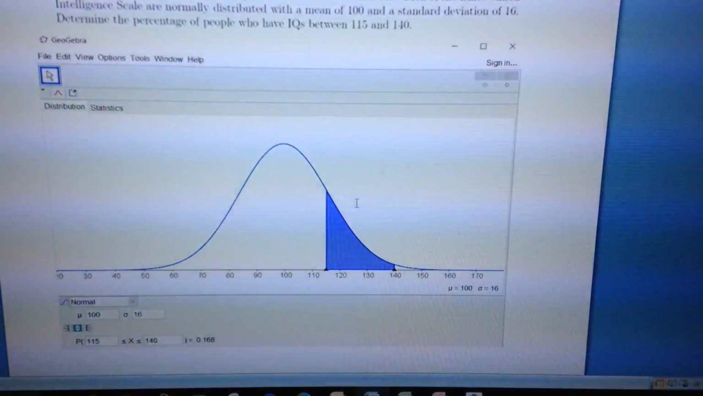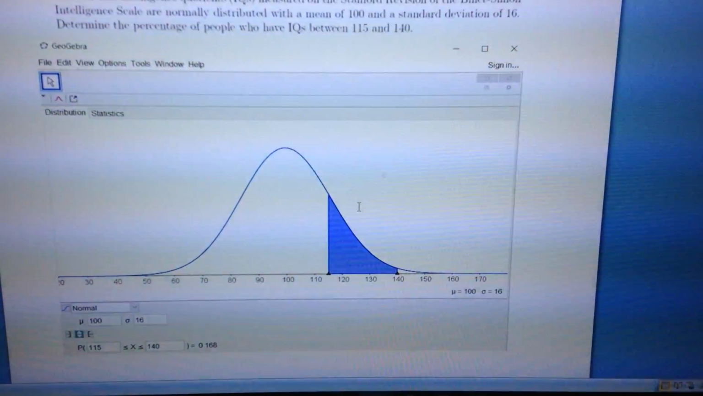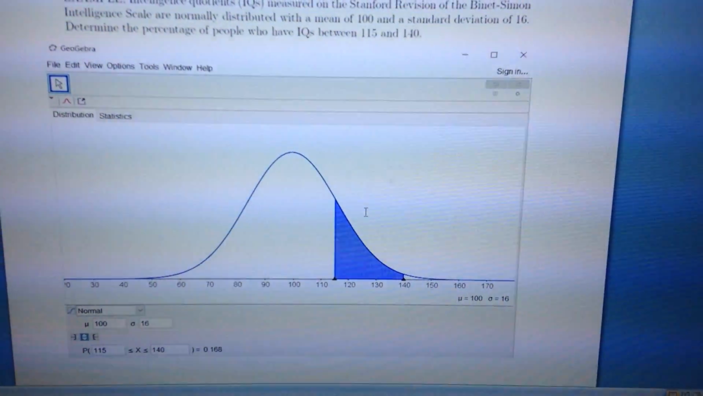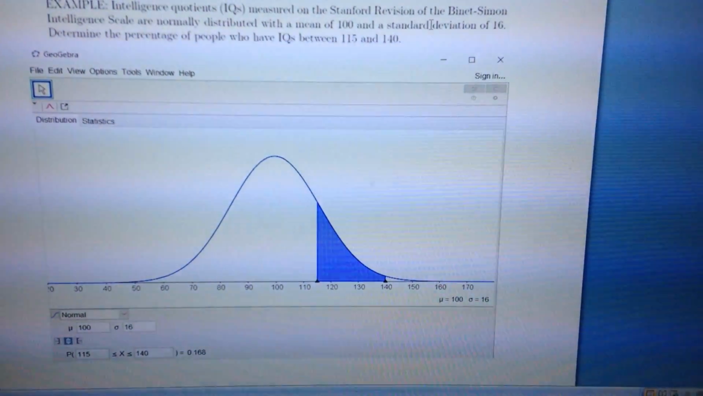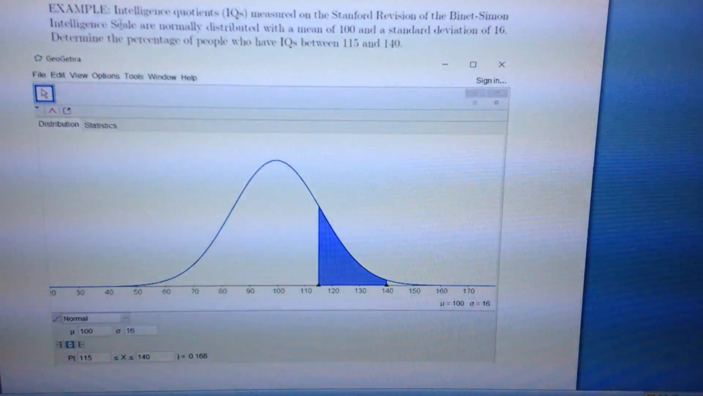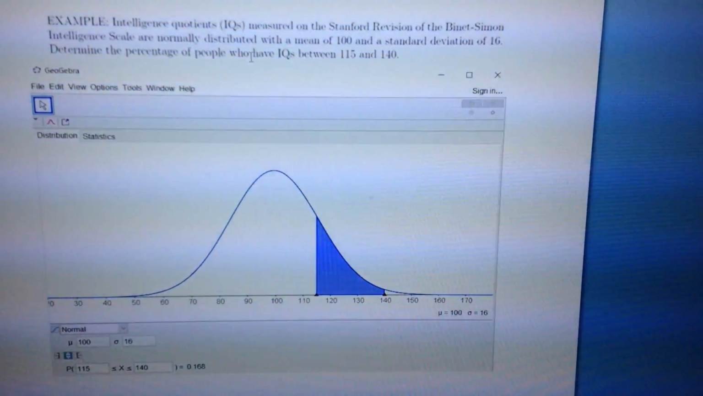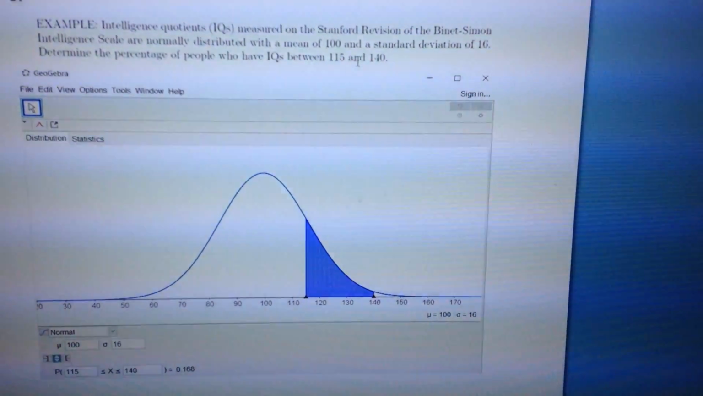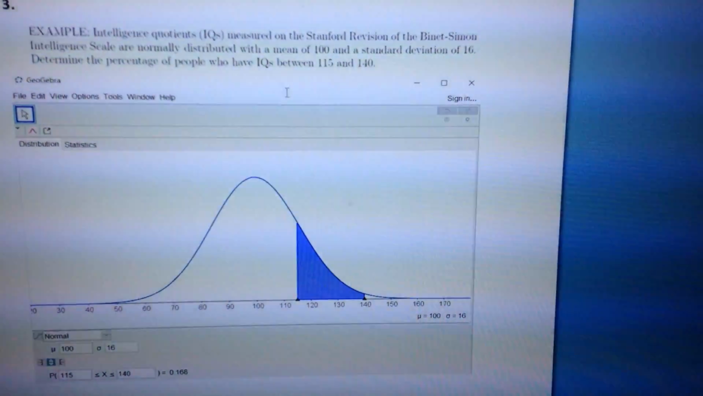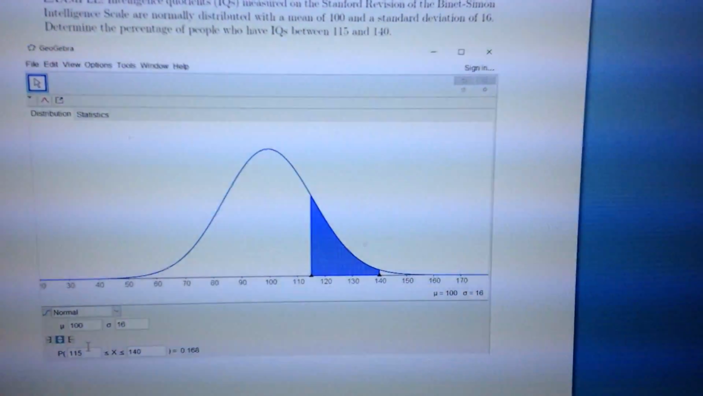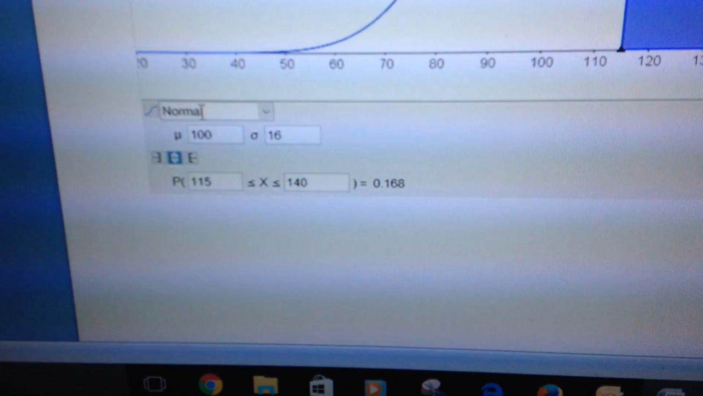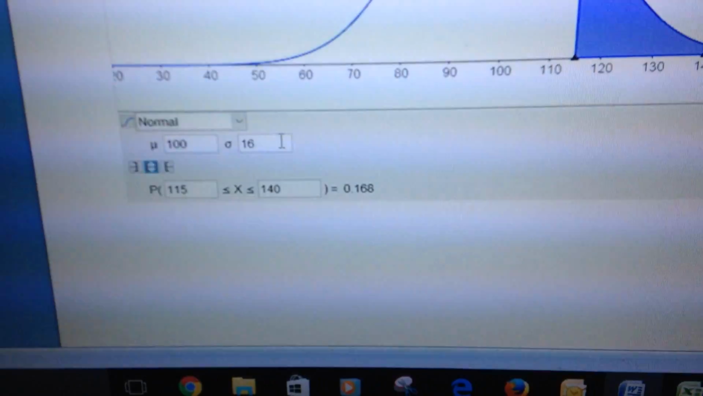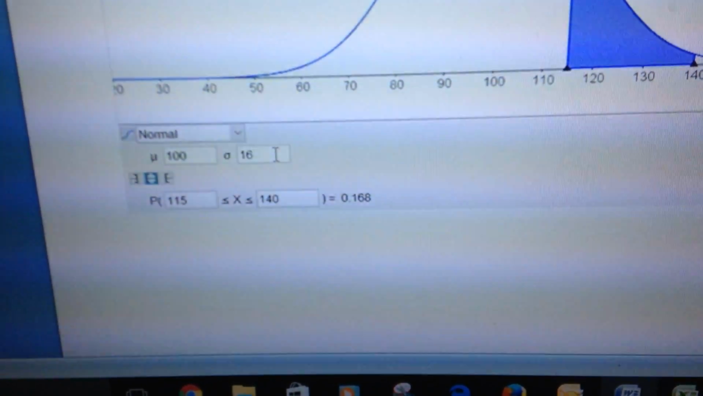Question 3. Intelligence quotients measured as the standard revision of the Binet-Simon intelligence scale are normally distributed with a mean of 100 and a standard deviation of 16. Determine the percentage of people who have IQs between 115 and 140. This one is a normal distribution. Switched it to normal down here for GeoGebra. Our mean is 100, our standard deviation is 16, and it figures it for us.